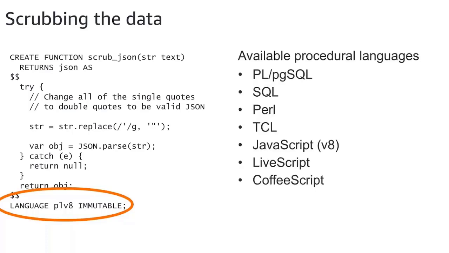And so, there is support in RDS Postgres for these different types of languages. And we generally see most procedural language being written in PL/pgSQL or JavaScript with PLv8, but we do support these other languages as well. And really, it's all about choosing the right tool for the job based upon what you're trying to do in your code.